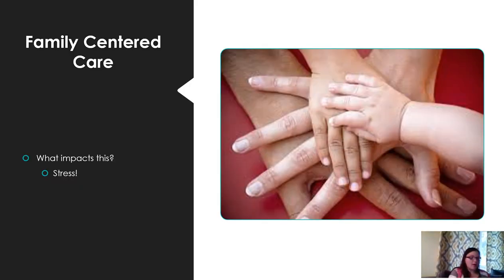Okay, family-centered care. I mentioned this a few times. It's a huge buzzword. You're going to hear it probably at least 100 more times before you're done. So what is it? It is exactly what it sounds like. It is not just patient-centered, but we're looking at the whole family unit as our patient. That's who we're taking care of. Even if the kiddo is sick and comes in, the family is still part of that unit that we're taking care of. And so when we talk about family-centered care, a huge impact on that is stress.